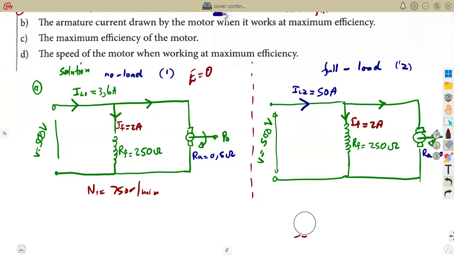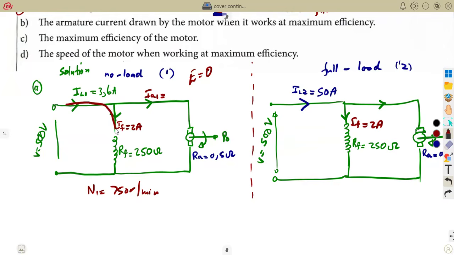Remember, when you have the load current and the field current, you can calculate this part of the armature current. All right, so you can calculate this part of the armature current for the no load condition. Okay, so what is the relationship from your Kirchhoff's law?